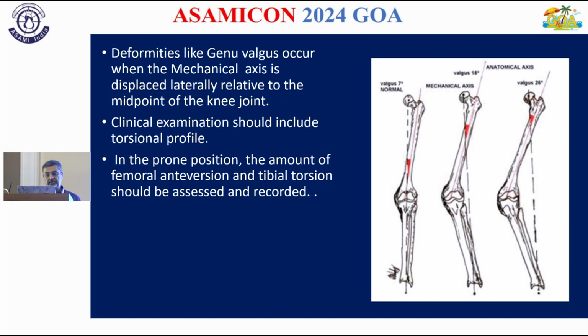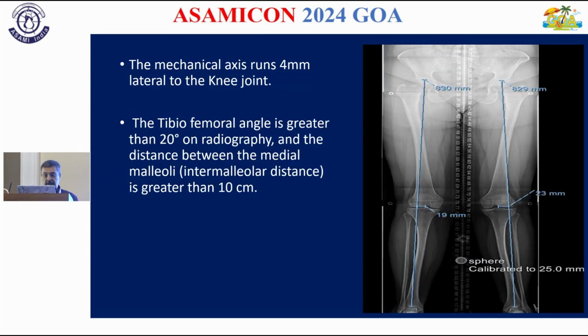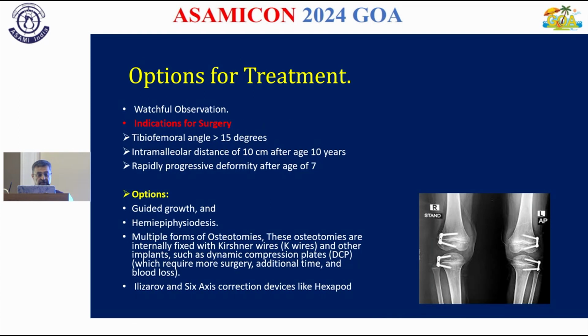is considered genu valgus, and we should not forget doing a thorough clinical examination in these cases to rule out any anteversion or tibial torsion which is associated with this. And we consider a case of genu valgus only when the mechanical axis runs 4 mm lateral to the knee joint, the tibiofemoral angle is more than 20 degrees, and the distance between the malleoli is more than 10 centimeters.